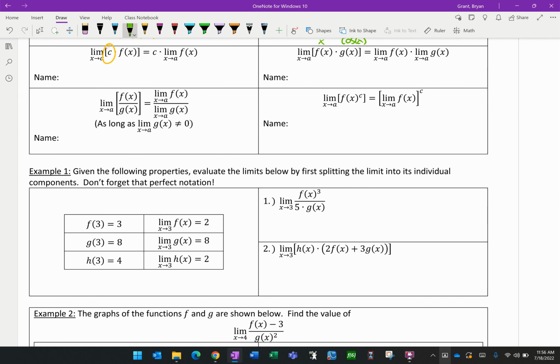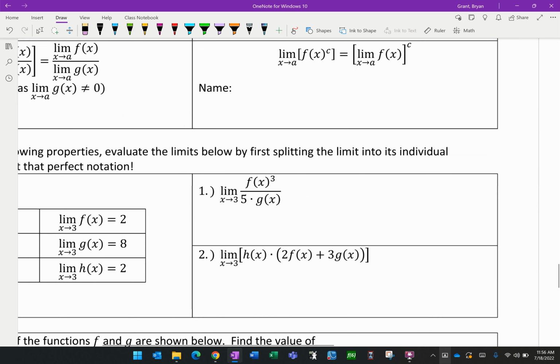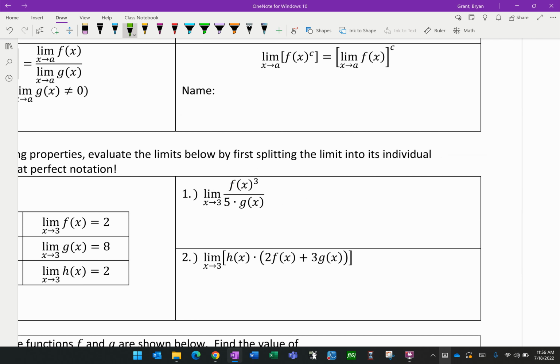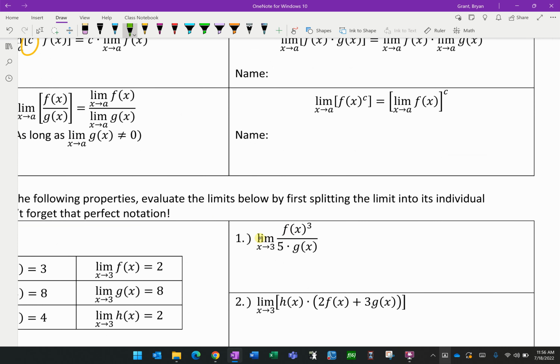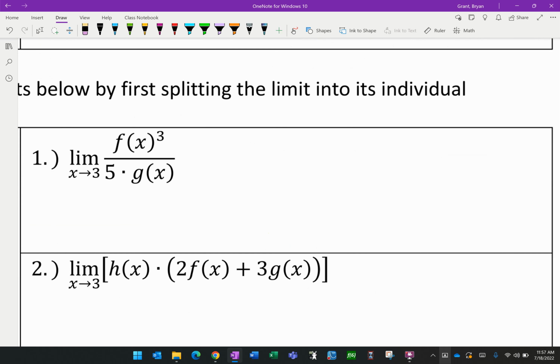So given the following properties, evaluate the limits first by splitting the limit into its individual components. Don't forget that perfect notation. Okay, so here they've given us 3 values, what happens at a point, and 3 limits, what happens close to the point. So if we look at problem 1, I'm going to split this. I'm going to try and keep the limit as long as I can. I see division here. So I'm going to go ahead and split this using my division rule up above. And you might want to write kind of small here.